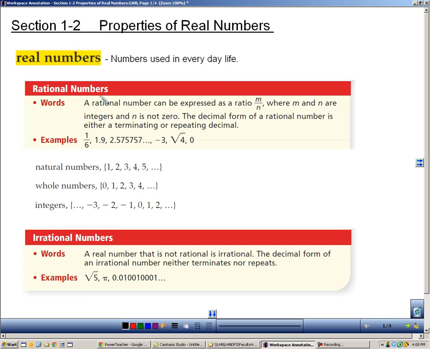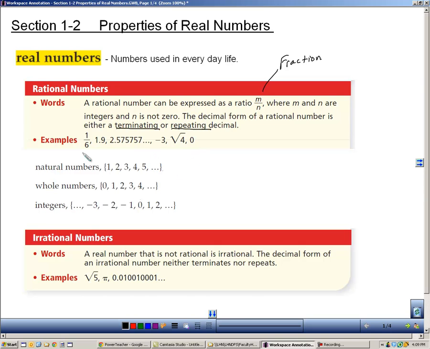The first one is rational numbers. If you remember, a rational number can be expressed as a ratio. That's a fancy word for a fraction. So if you can write a number as a fraction, it's considered a rational number. It's also rational if the decimal is terminating, that means if the decimal stops, or repeating. And here you see some examples.